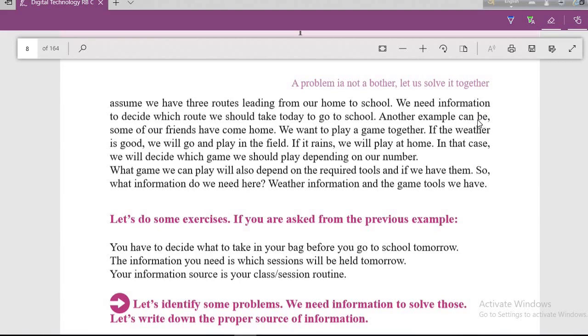Another example can be, some of our friends have come home. We want to play a game together. If the weather is good, we will go and play in the field. If it rains, we will play at home. In that case, we will decide which game we should play depending on our number. What game we can play will also depend on the required tools and if we have them. So what information do we need here? Weather information and the game tools we have.